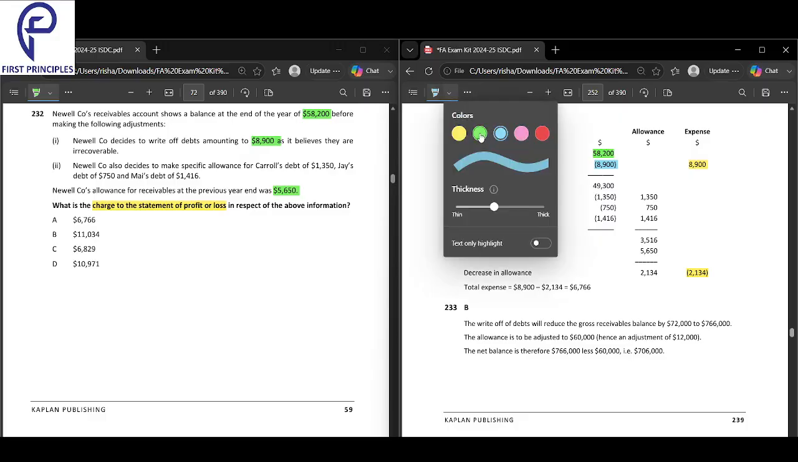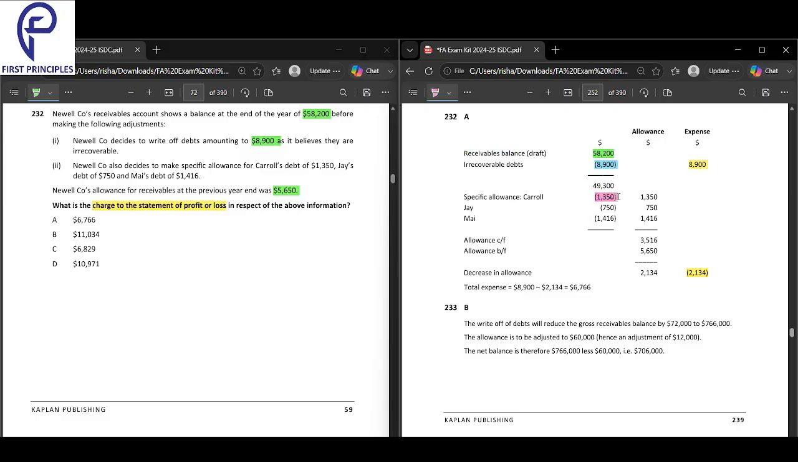These are all the allowances that they are making. For Carol's debt, how much allowance? 1350. For J, how much allowance are they making? 750. For my, how much allowance? 1416. This is the total allowance they are making.